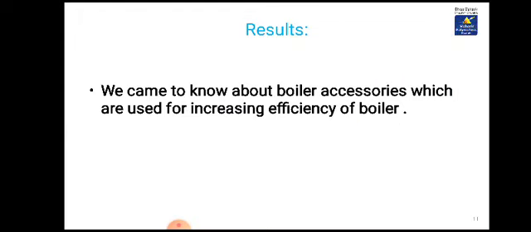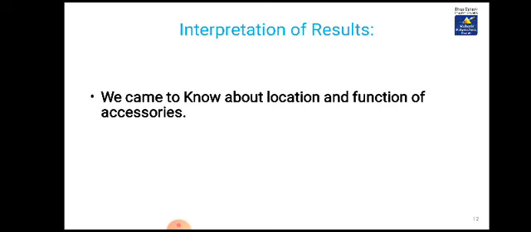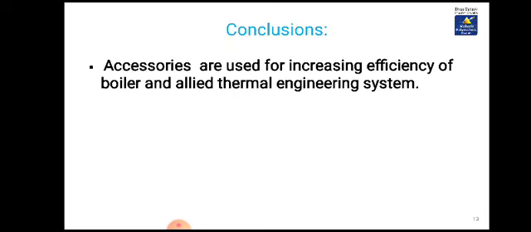Result is we came to know about boiler accessories which are used for increasing efficiency of the boiler. Interpretation of result is we came to know about location and function of accessories. Conclusion: accessories are used for increasing efficiency of the boiler and allied thermal engineering system.